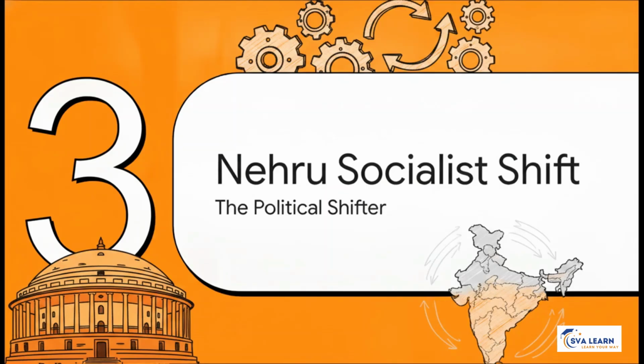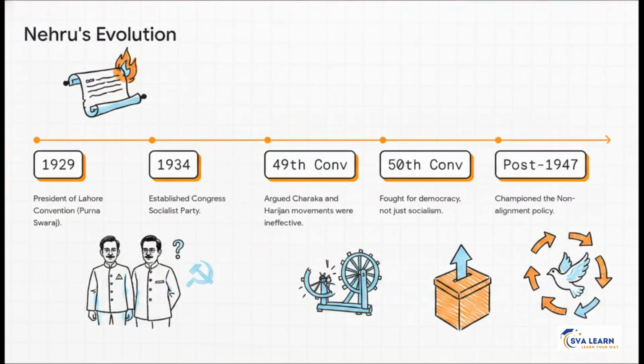Up next is Section 3, Nehru's Socialist Shift, the Political Shifter. Let's see how our third architect, Jawaharlal Nehru, built the political framework of independent India. Now, his strategies weren't static at all. They actually evolved a ton over time, and you need to track this evolution carefully.